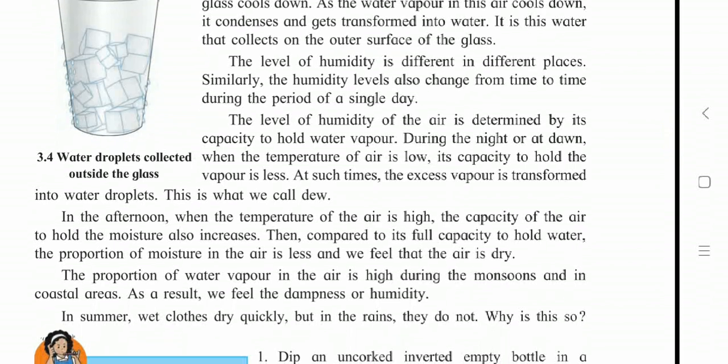The proportion of water vapor in the air is high during the monsoons and in coastal areas. As a result, we feel the dampness or humidity.